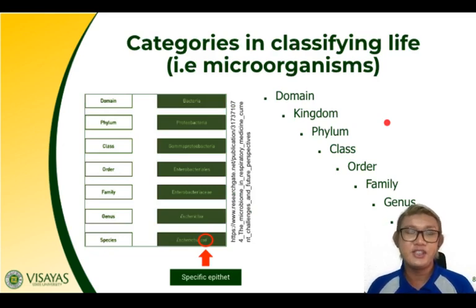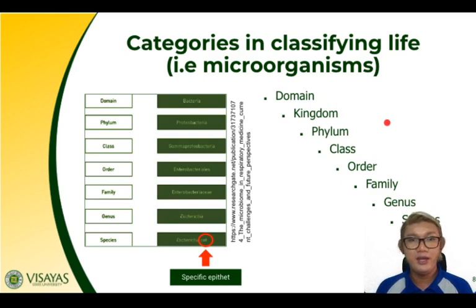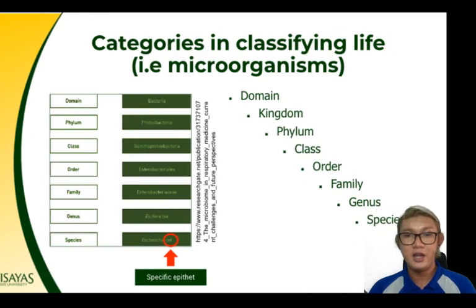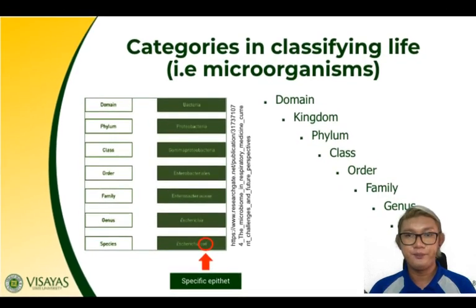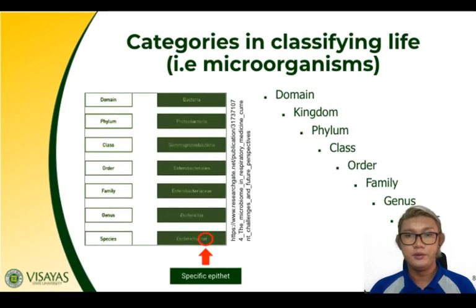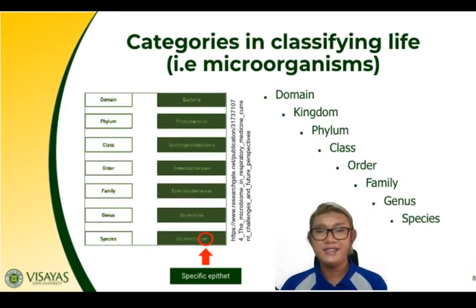Now, microorganisms, just like any other organisms, are also organized into several groups. Okay, so how do we categorize microorganisms? Now, there are different categories on how we could categorize microorganisms. So the broadest category in classifying organisms is the domain. Okay? So that's the broadest category.